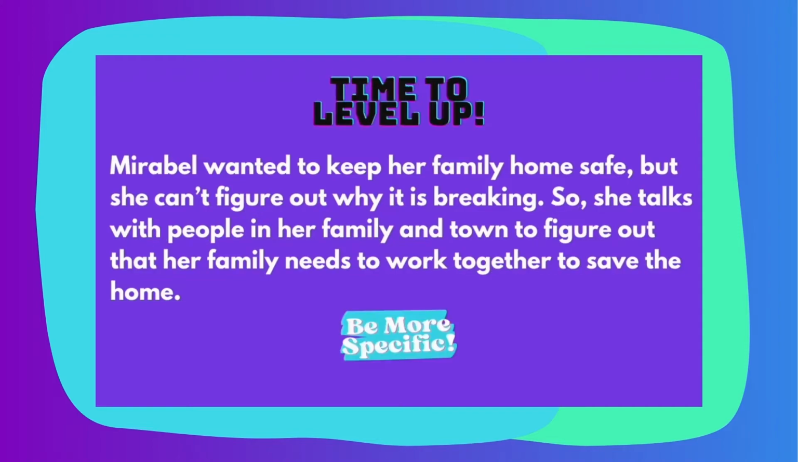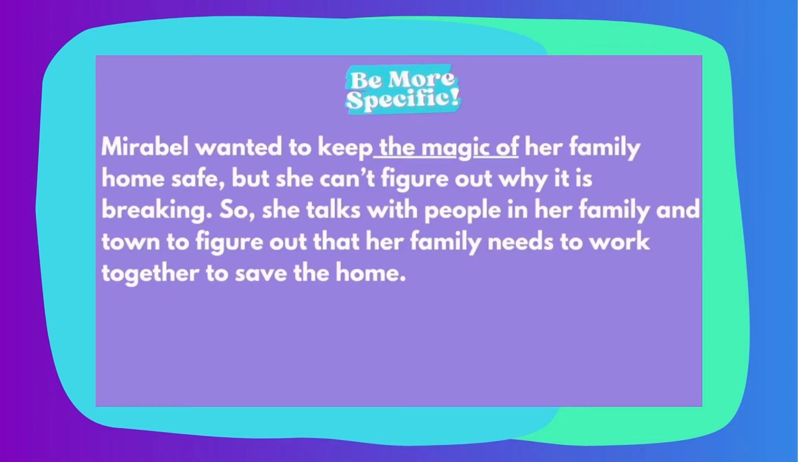Now, if you'd like to level up, one thing that you can do is to make it a little bit more specific. This was a pretty general summary. One thing you can do is make it more specific. Okay, time to level up. Instead of Mirabel wanted to keep her family home safe, let's be a little bit more specific about that family home. It's the magic of the family home. Notice here how we added the magic of her family home.